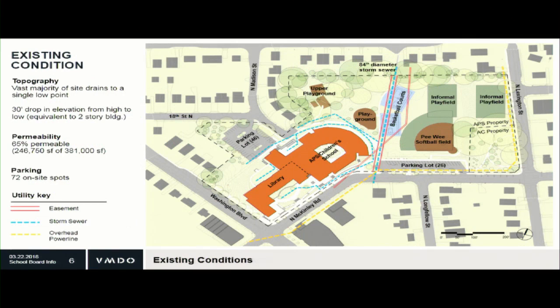So I showed a very similar slide to this when we had the joint county board, school board work session. You may or may not remember. There's an 84-inch storm sewer that essentially splits the site in two. And in October, I shared that would be a major development constraint on the site, and that has certainly proven the case. On the site, you'll see a dashed line that represents the APS property. Most of the site is owned by APS.